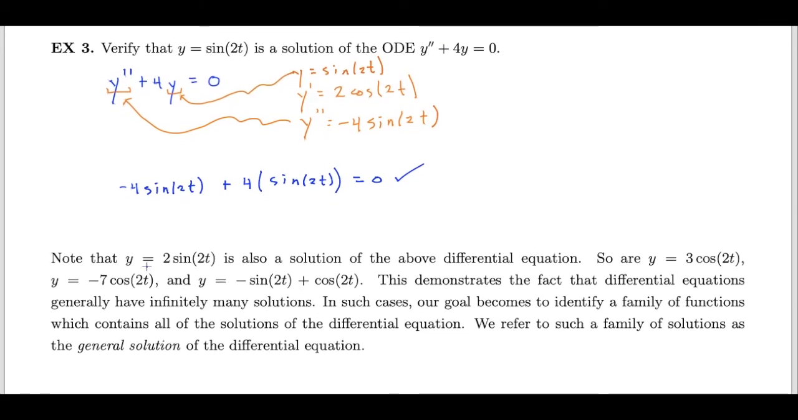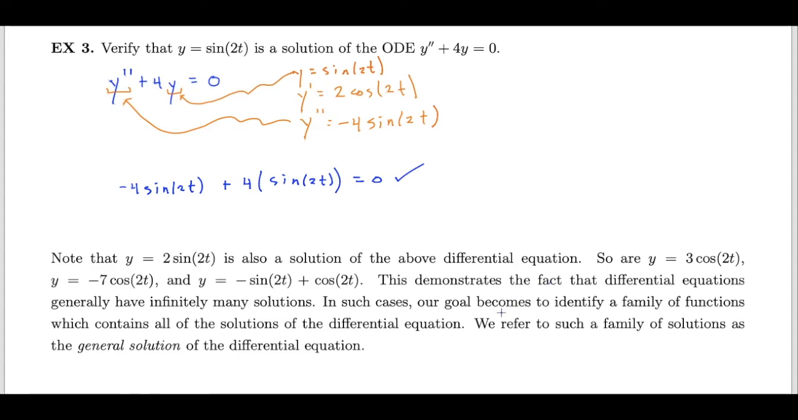Beneath example 3, I have a paragraph pointing out a couple important details. I note that if we were to try y equals 2 sine of 2t, it would also satisfy this differential equation. In fact, so would y equals 3 cosine of 2t, y equals negative cosine of 2t, and y equals negative sine of 2t plus cosine of 2t. This demonstrates the fact that a given differential equation potentially has lots and lots of solutions. In fact, most differential equations have infinitely many solutions.